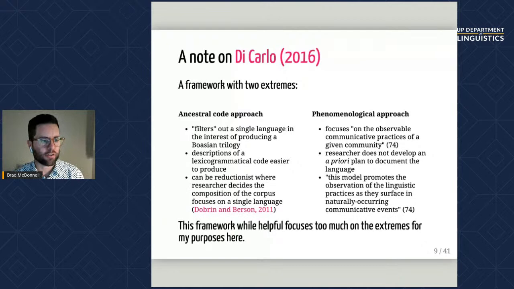While I think that a strictly ancestral code approach is reductionist and can be quite damaging to a documentation project, a phenomenological approach is practically really difficult to carry out. And I wouldn't recommend this for younger researchers, especially to go into a community without a sort of plan of what you're hoping to accomplish.